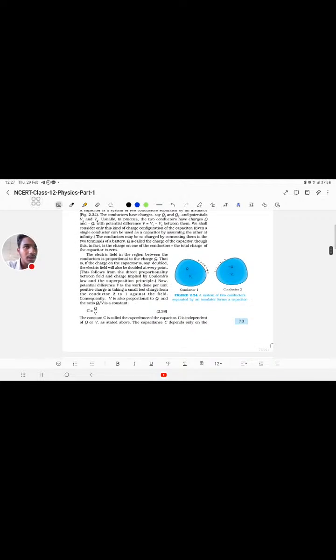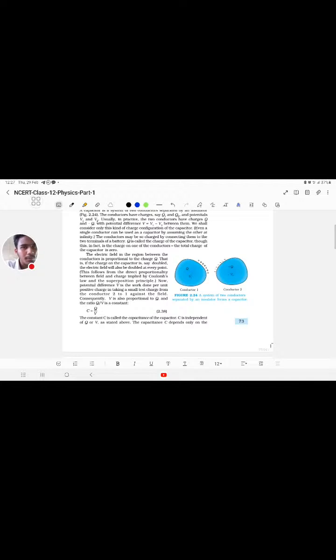The electric field in the region between the conductors is proportional to the amount of charge Q. That is, if the charge on a capacitor is doubled, the electric field also will double at every point. This follows from the direct proportionality between the field and the charge implied by Coulomb's law and the superposition principle, which means that if I double the charge, then the field present in that region will also be doubled. Now the potential difference V is the work done per unit positive charge in taking a small test charge from conductor 2 to 1.